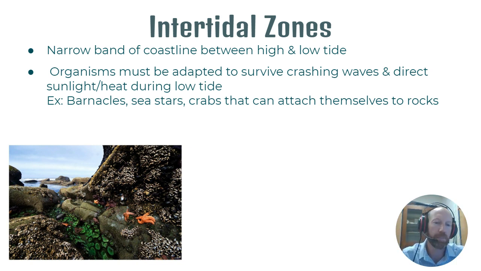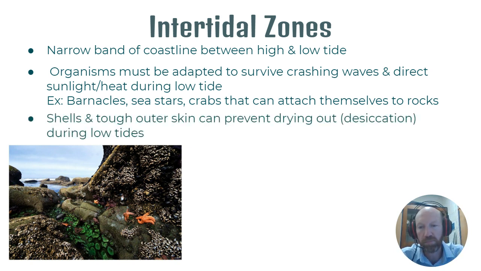So if you think about, again, if you've been to the shore, if you see any of the eddies that go out, the long rocks that go out into the ocean, if you've ever had a chance to walk out on one of them, you've probably seen a lot of barnacles and crabs, and they have these hard external shells because they're subject to a lot of crashing water, and they're also subject to a lot of direct sunlight. They're not underwater all the time, and at low tide, the sun is going to hit them a little bit harder, so they have those adaptations. So their shells, their tough outer skin can also prevent from drying out, which is called desiccation during low tides.